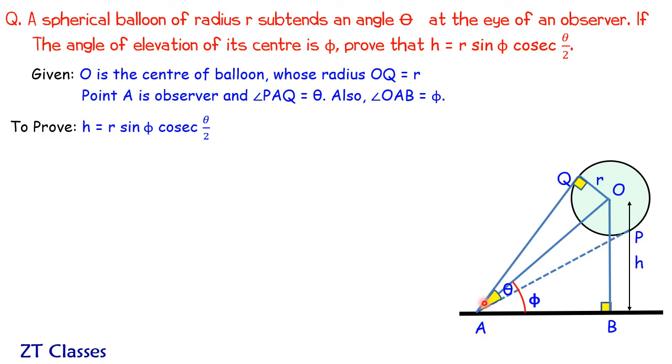Like all other questions, we will be proving it with the help of two right angle triangles. Here you will see two right angle triangles, one is triangle AOQ, and another is triangle ABO, right? Both of them have the side AO common between them. We'll first solve this triangle and then take the second triangle to get our answer.